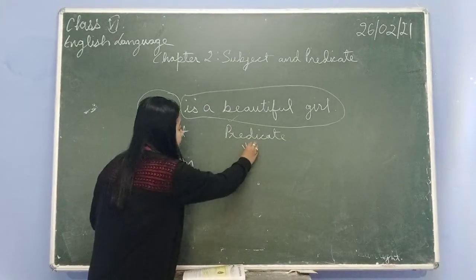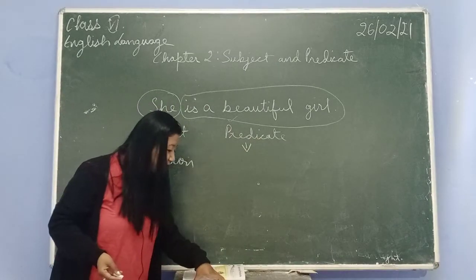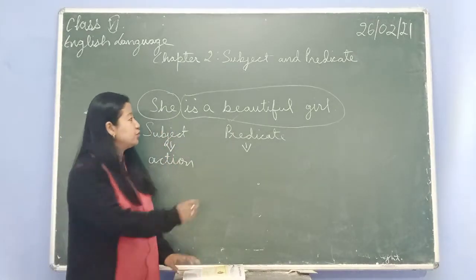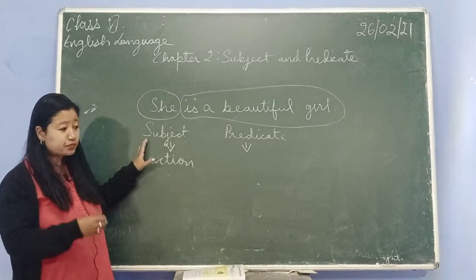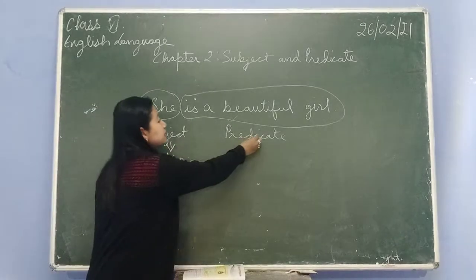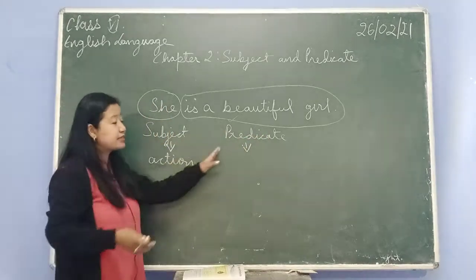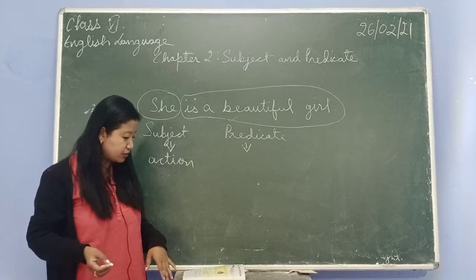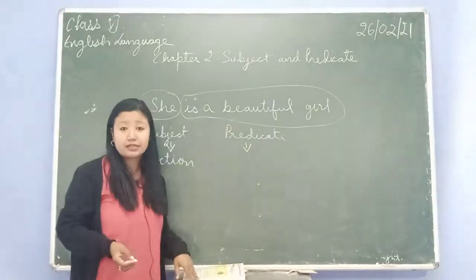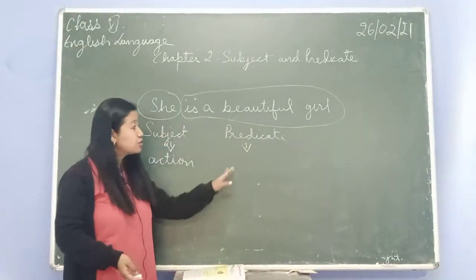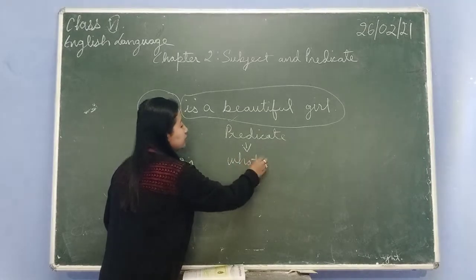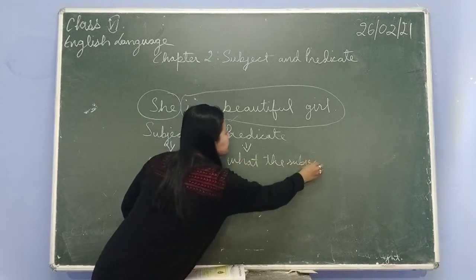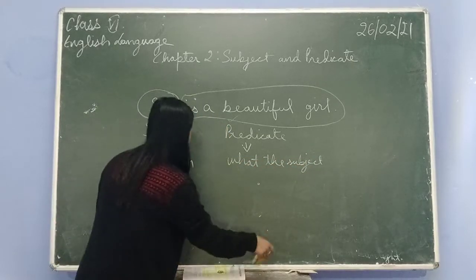Now what do you understand by the predicate? The part of the sentence that tells us what the subject does is called the predicate. So this is the subject, whatever action this person is doing. Predicate is what this person is doing. It tells us what the subject is or does. It's there on page number 9, you can check your books.